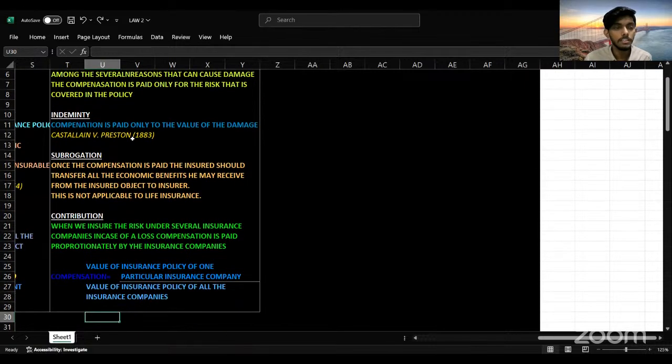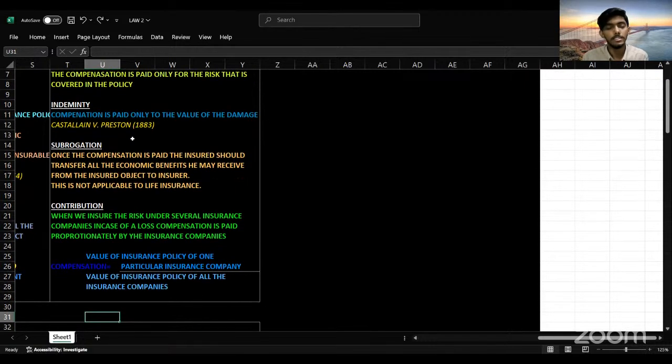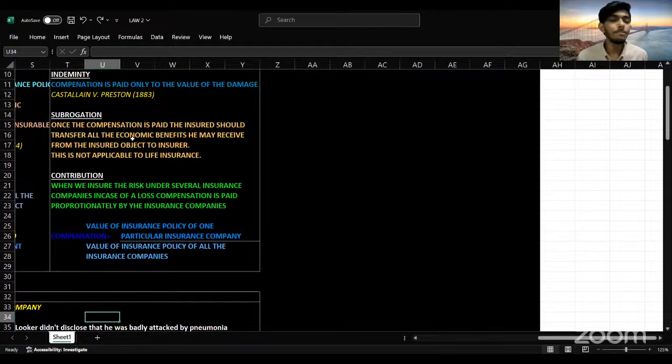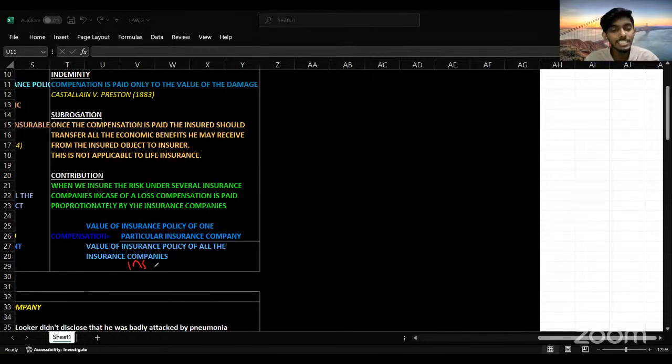Proximate cause is not covered by the insurance policy. Next one, something very tempting, indemnity. As I was mentioning earlier, there are six. I told you all perfectly, right? Cannot remember? When it comes to insurance, it has policies as well as principles.